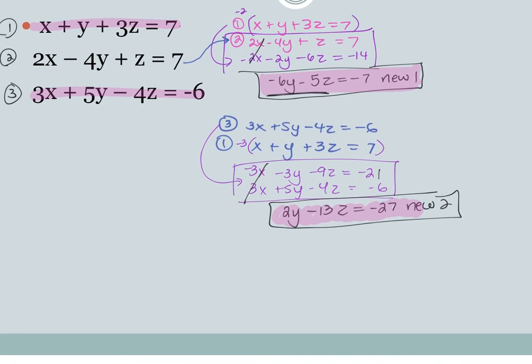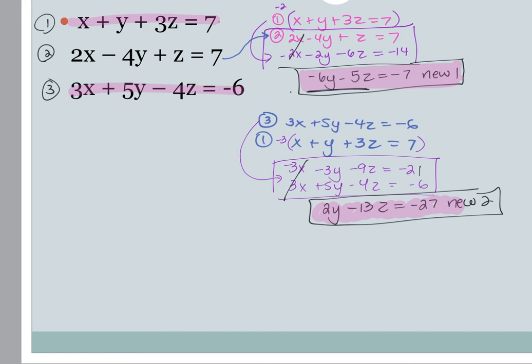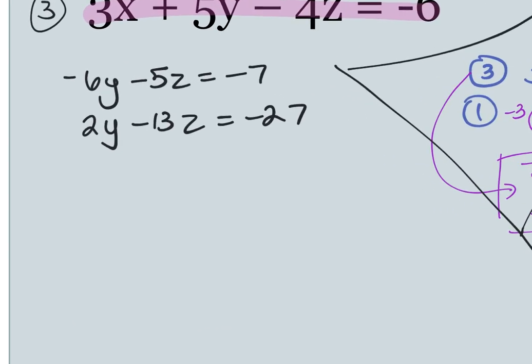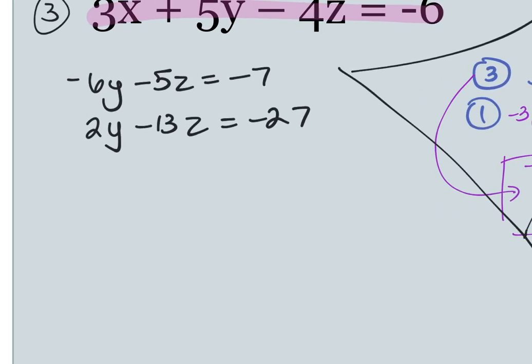Now I take new 1 and new 2. And we did not get as lucky this time because nothing just cancels, right? I can cancel either variable though, so which one's going to be easier to cancel? Good. I'm going to multiply the y by 3. So I'm going to get 6y minus 39z equals, did I do that right? 81, yeah.